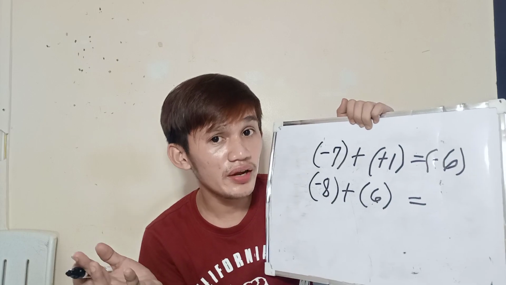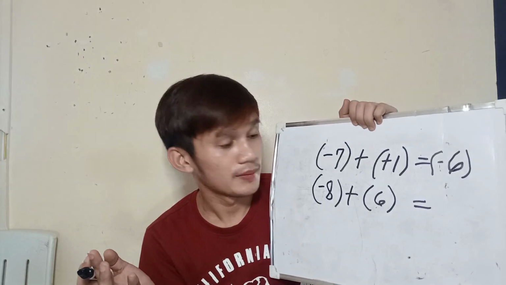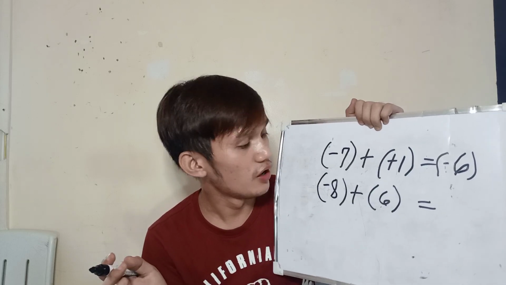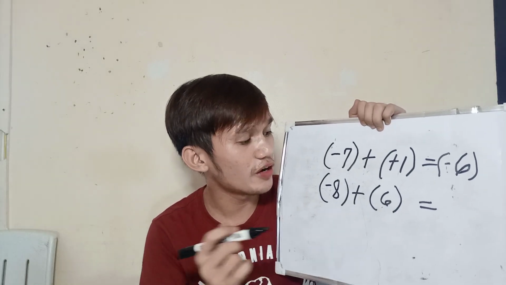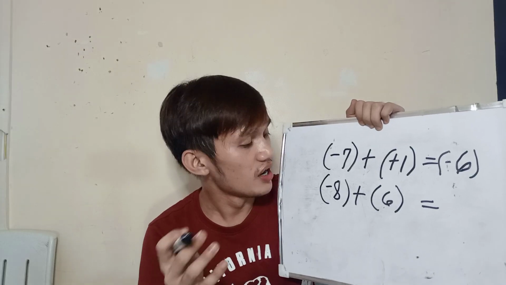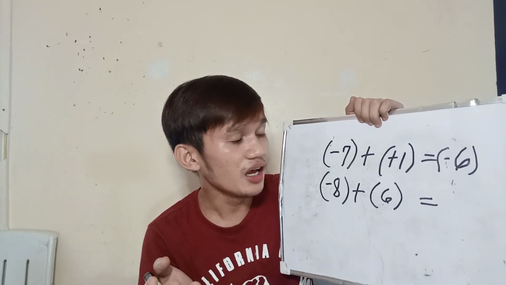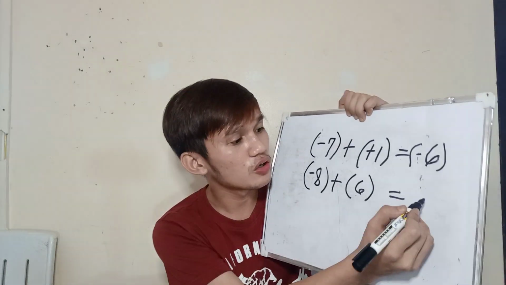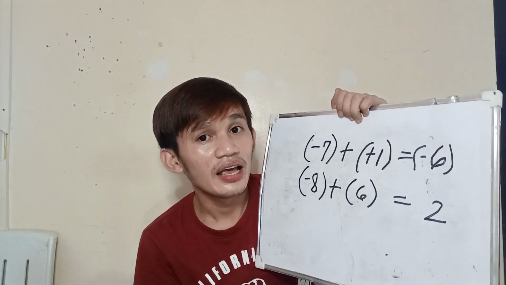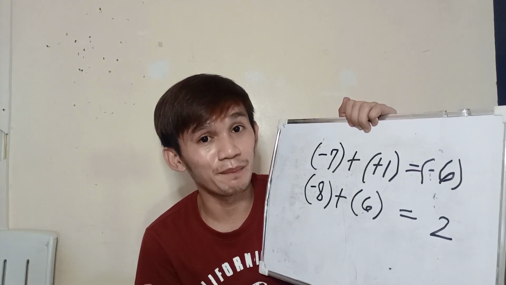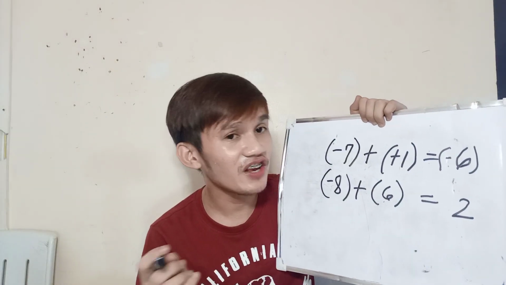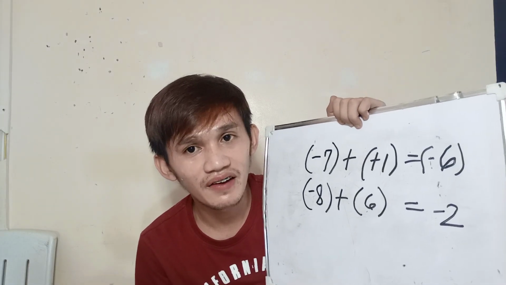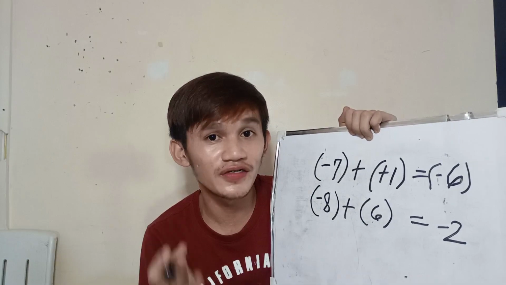So are they different or are they the same? They are different because the first one is a negative integer, while the other one is a positive integer. Since they are different sign, you are going to subtract them. 8 minus 6 is 2. And then keep the sign of the higher number. Which is higher, 8 or 6? It's 8. That's why you have negative 2. So don't be confused of the sign.